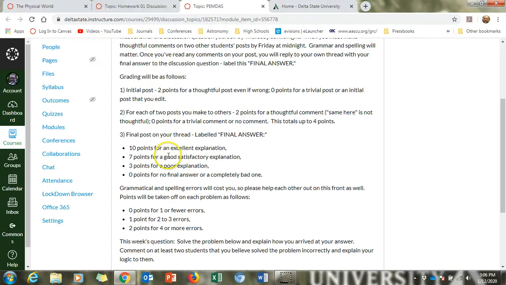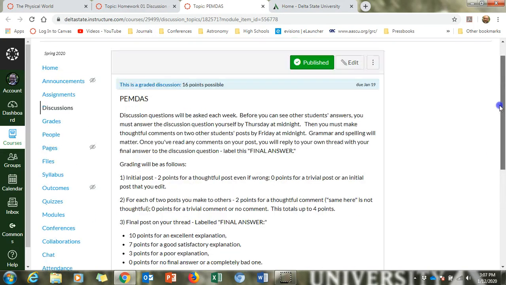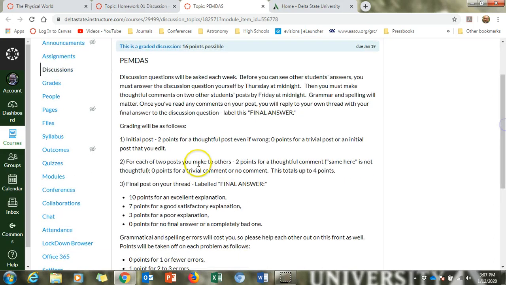And again, 10 points, 7 points, 3, and 0, with the same structure around grammatical errors. All right. So you might start off not knowing much at all. Now, thoughtful may be that maybe you've come up with something that's completely wrong. I don't care if it's completely wrong as long as you thought about it. The goal of this is for you to eventually get to, oh, this is what the answer to this really is. All right. What's next in the module?